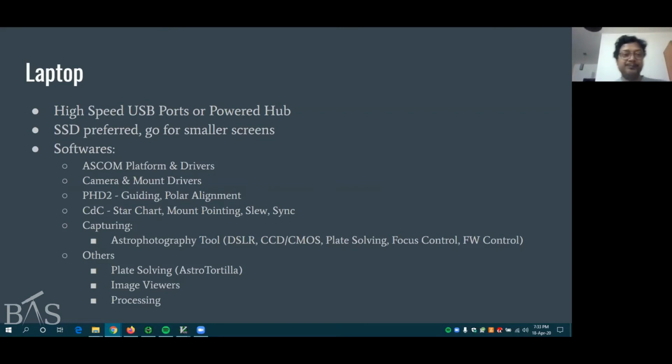A few softwares which we commonly use in deep sky astrophotography: ASCOM based platforms and the drivers. Nowadays everything connects over ASCOM. Your mount, your camera, even the dew heaters, your filter wheel, your focusers, everything talks ASCOM, and you can have one software to control all the different equipment.